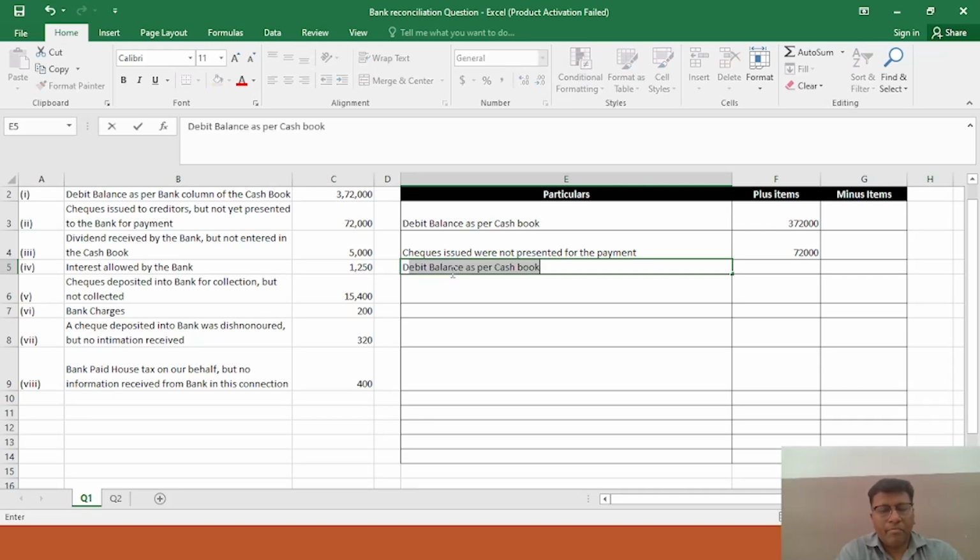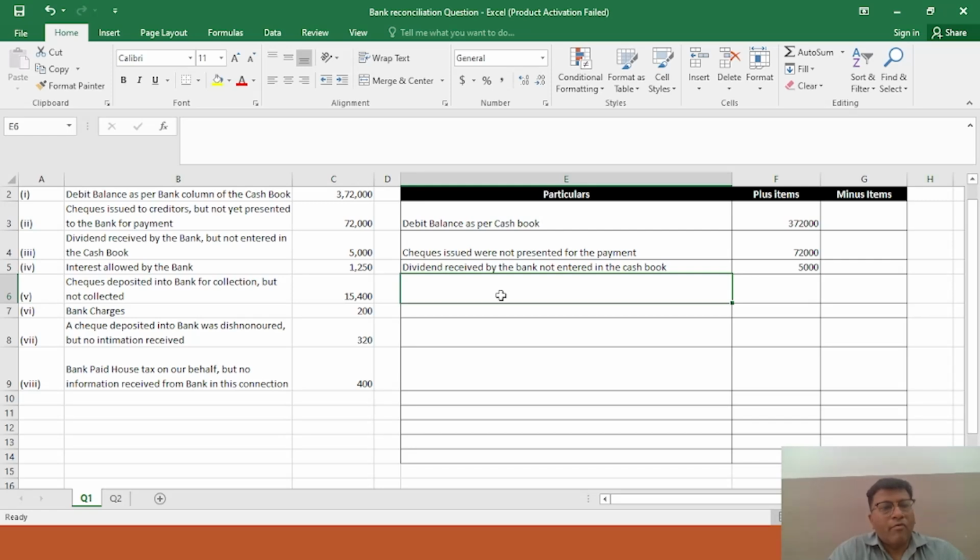So you have to mention dividend received by the bank not entered in the cash book. So bank balance is higher than the cash book, so you have to focus on the opposite book. Opposite book balance is higher than your cash book, right? So 5,000 you have to write in the plus items.